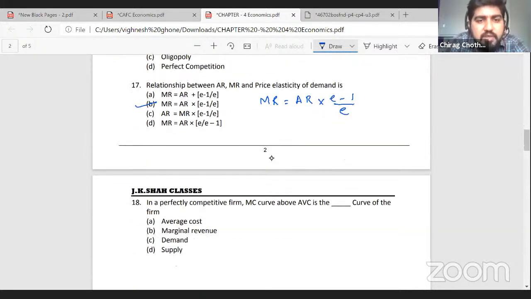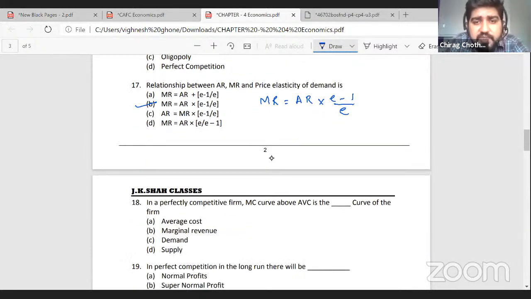Okay, let's go ahead. In a perfectly competitive firm, MC curve above AVC is the dash curve of the firm. Students, what is MC curve, by the way? Like how we have AR curve is demand curve, MC curve, which is an upward sloping curve, yes or no? An upward sloping curve represents our which curve? It represents our supply curve. So the correct option would be supply.